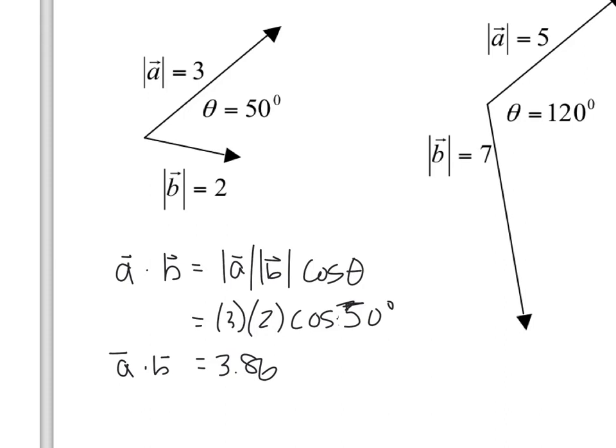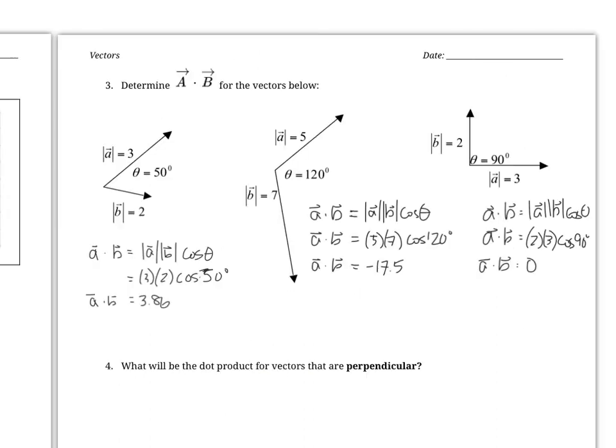So try the other two problems yourself, and then I will put the solutions up. So here are the answers to question 3. Again, our answer to the first one was A dot B was 3.86. Our answer to the second part was negative 17.5, and the answer to the third one was 0. Now think about those three answers.